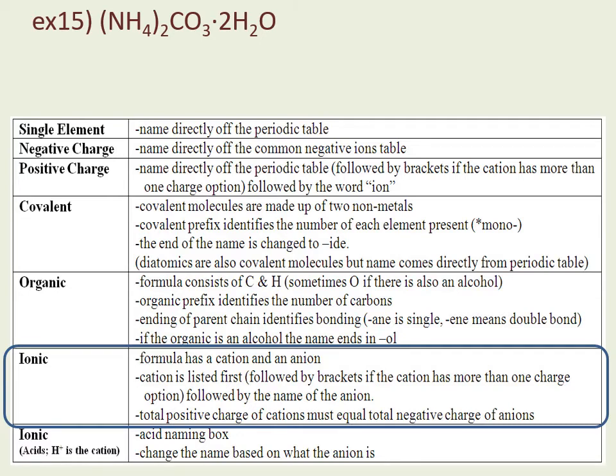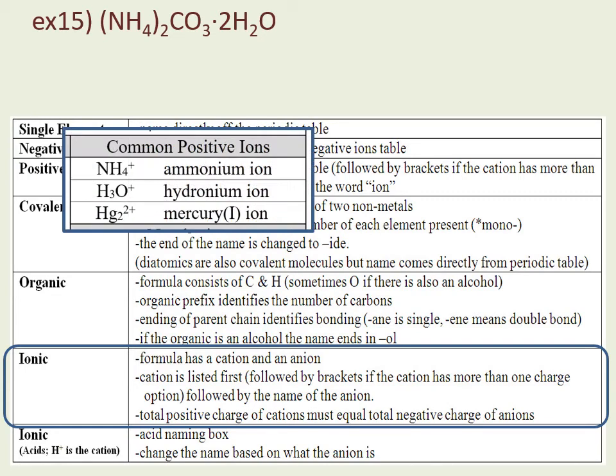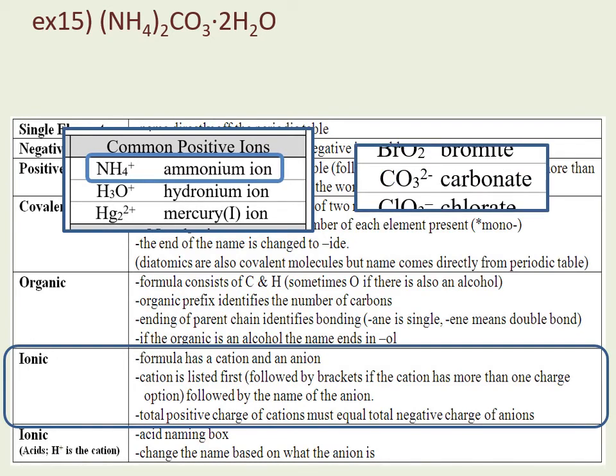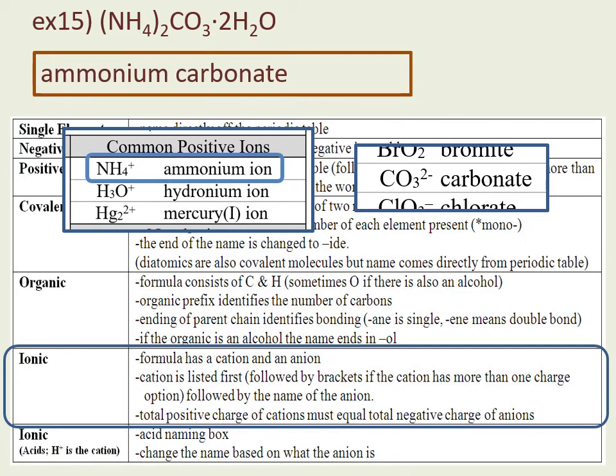So I have a positive and a negative. Nowhere on the table do I find NH4. Not on the periodic table, but in the data tables, I have my common positive ions. And NH4 plus is called ammonium ion. And on the back end, I have carbonate, which is CO3 2-. So that means my salt is ammonium carbonate, but I still have to deal with that weird dot 2H2O at the back.